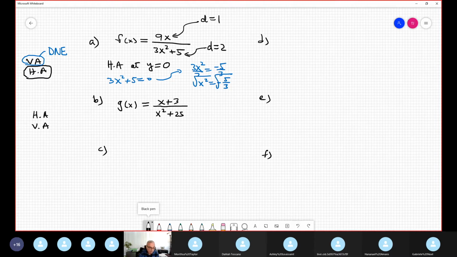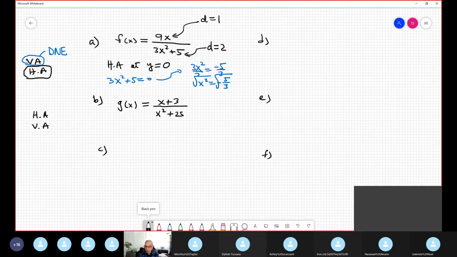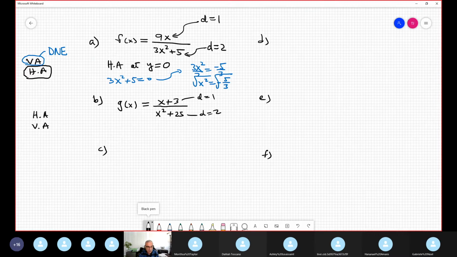Okay, help me, guys. Answer me. Open the microphone. Okay, we have horizontal. Yes, because degree 1 is similar, no? Similar example. Degree 2. We have, yes, we have horizontal. It is exactly the same as y equals 0, no? Because the degree of the bottom is bigger than the degree of the top.